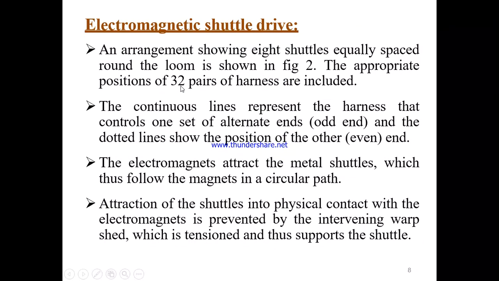Electromagnetic shuttle drive: an arrangement showing 8 shuttles equally spaced around the loom is shown in figure 2. In the last figure which I have shown you, a maximum of 8 shuttles can be accommodated. The appropriate positions of 32 pairs of harnesses are included. Each 4 harnesses are required for formation of one shed, that's why 32 pairs of harnesses are required. The continuous lines represent the harnesses that control one set of alternate ends.